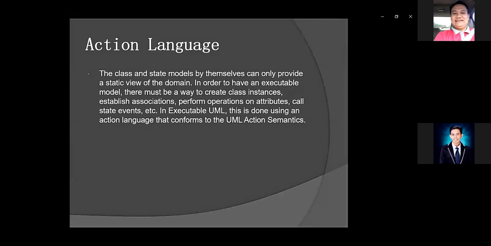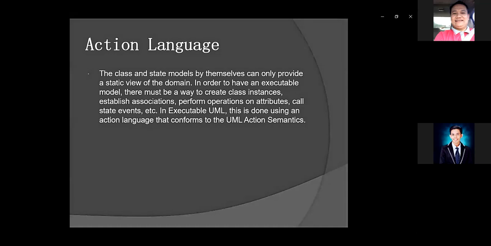The class and state models by themselves only provide a static view of the domain. In order to have an executable model, there must be a way to create class instances, establish associations, perform operations on attributes, call state events, etc. In executable UML, this is done using an action language that conforms to the UML action semantics.